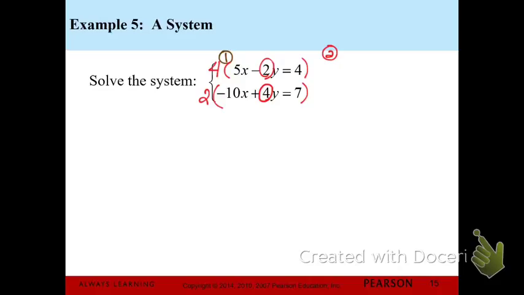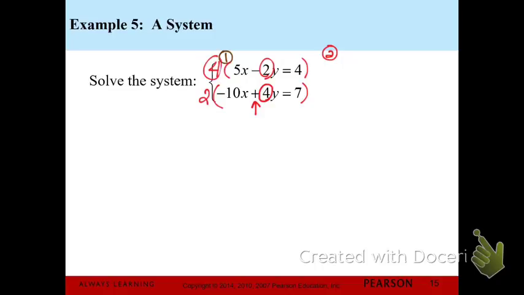All right, so I'm going to multiply the top equation by 4, bottom equation by 2. And then look in the problem here. Is one of them already positive and one of them negative? Yes, so then I don't have to worry about the signs. They're already fixed for me. If they were both positive or both negative, I would just make one of my numbers outside of the parentheses there negative.